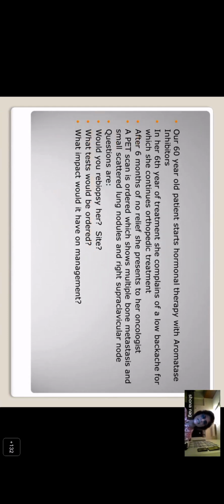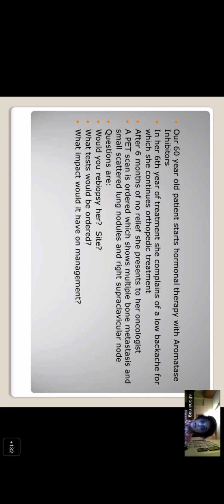So the 60-year-old lady starts her hormonal therapy with aromatase inhibitors, but in her 6th year, she starts complaining of a low backache. She has no relief. She takes orthopedic treatment. She goes back to her oncologist. The oncologist has a high degree of clinical suspicion. We do a PET scan and we see multiple bone metastases, especially in the lumbosacral vertebra, small scattered lung nodules, and a right supraclavicular node.